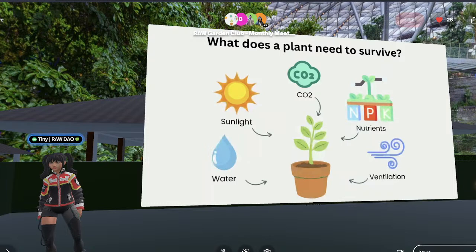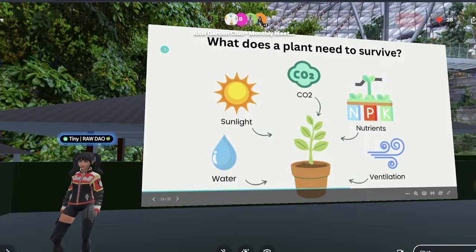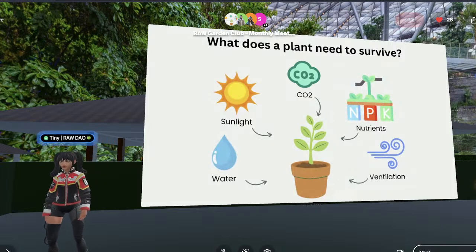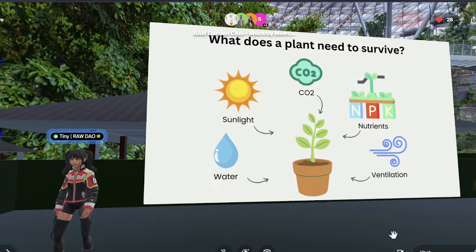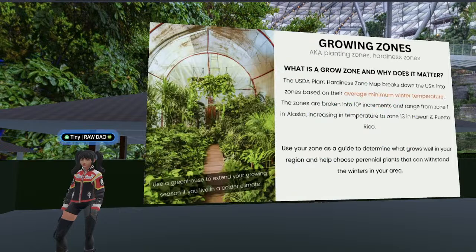So today we're just going to talk a little bit about what our plants need to survive, and what they need to survive is water, sunlight, CO2, nutrients, and ventilation. And I'm also going to drop the link to the ebook again that I had shown you guys in, I think it was the first or the second meeting. I'm going to give that to everybody for free again, so it'll go over all of these things in more detail. But today we are specifically talking about growing zones and your soil.